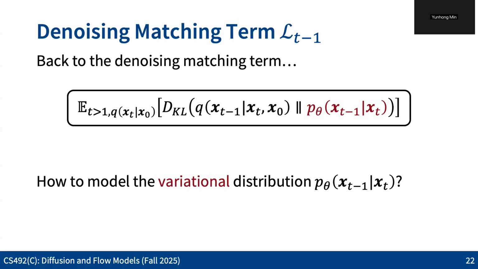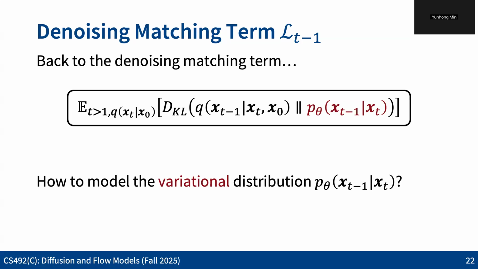Now this question is quite simple, right? We know how this looks. This was the Gaussian distribution. We even know the variance, right? The only thing that we don't know for this term is the mean function, because the mean function involves the x0, while we do not have the x0 information in the reverse process.